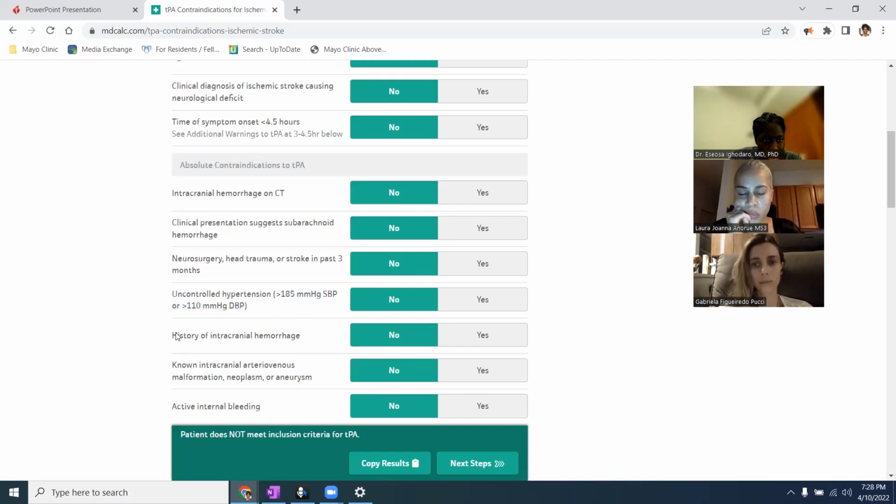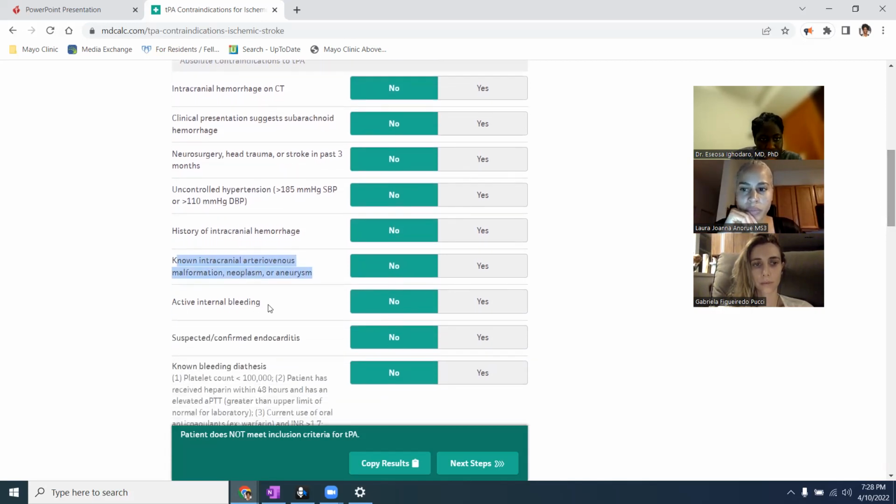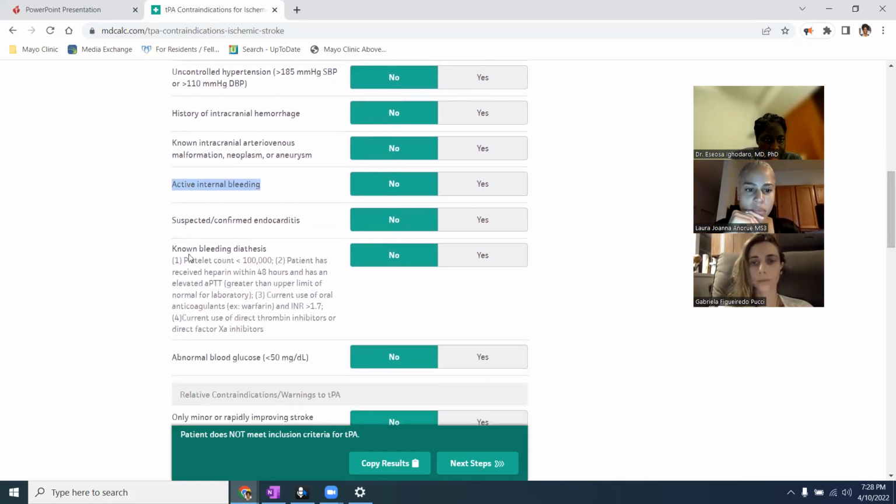History of intracranial hemorrhage, known malformations, active internal bleeding, especially like GI or GU bleeding, bleeding diathesis, platelet count less than 100,000, this is also on my exam. Patient received heparin, current oral anticoagulant use, INR greater than 1.7, or current use of direct thrombin inhibitors. And blood glucose less than 50.